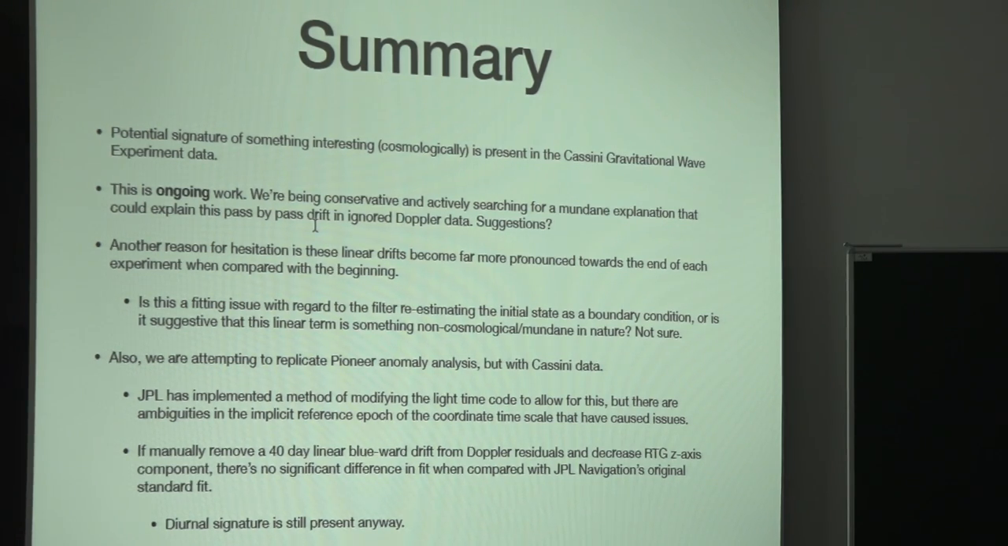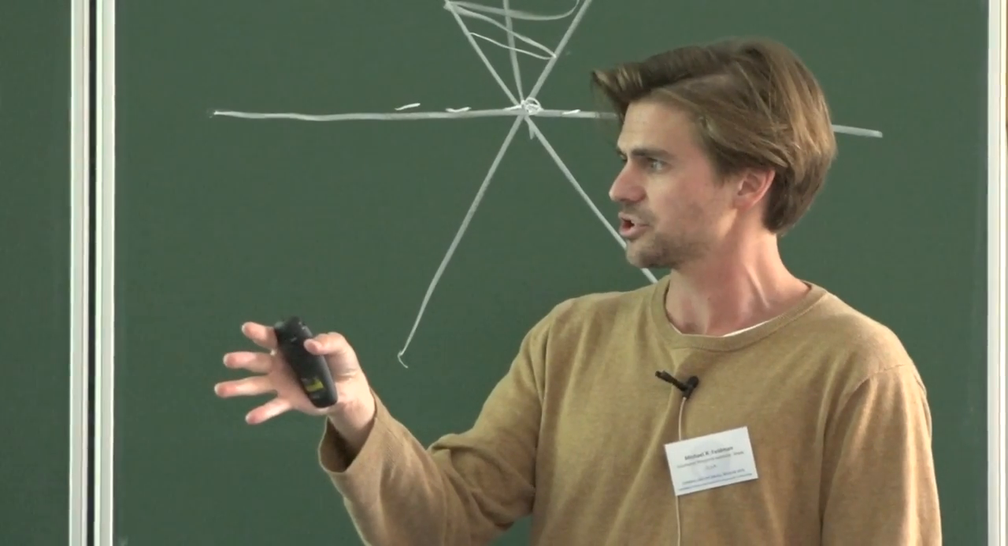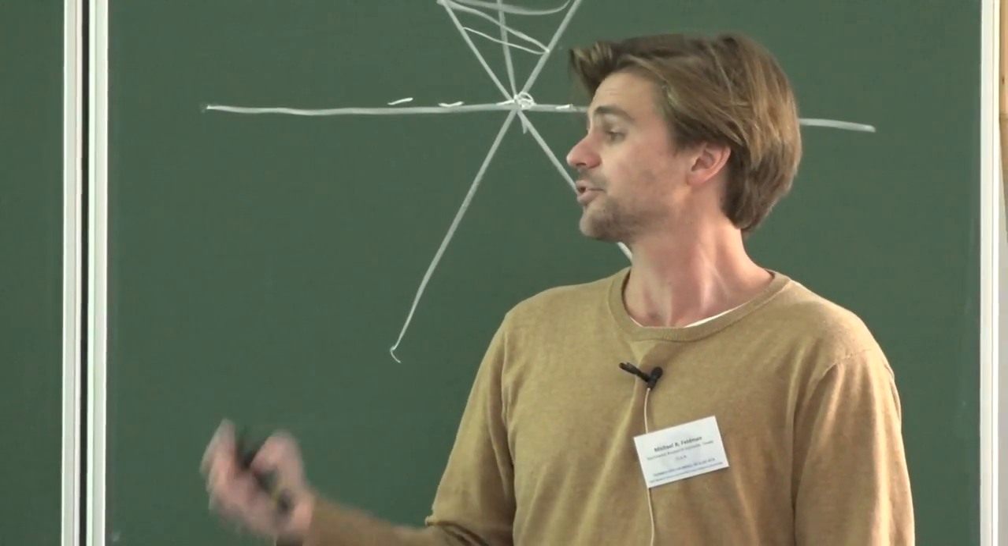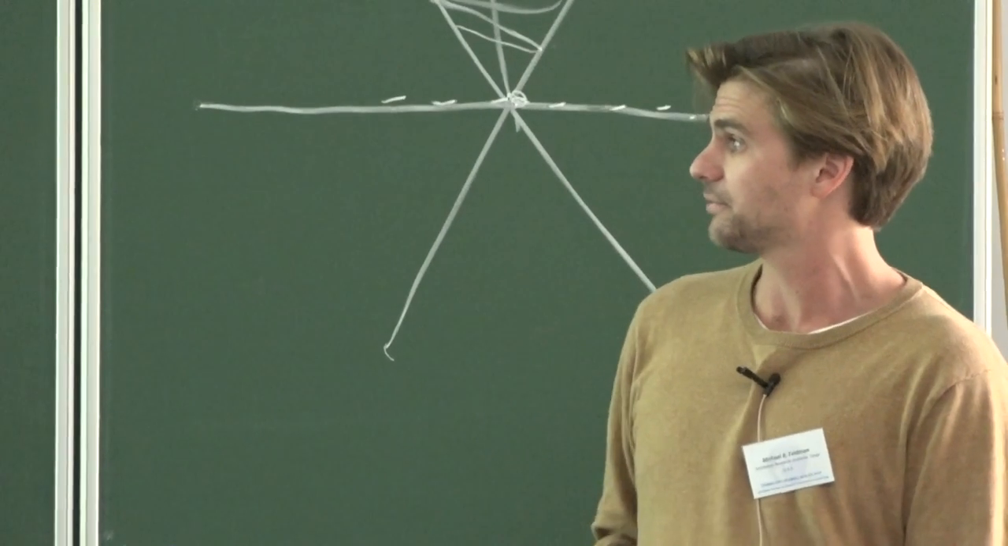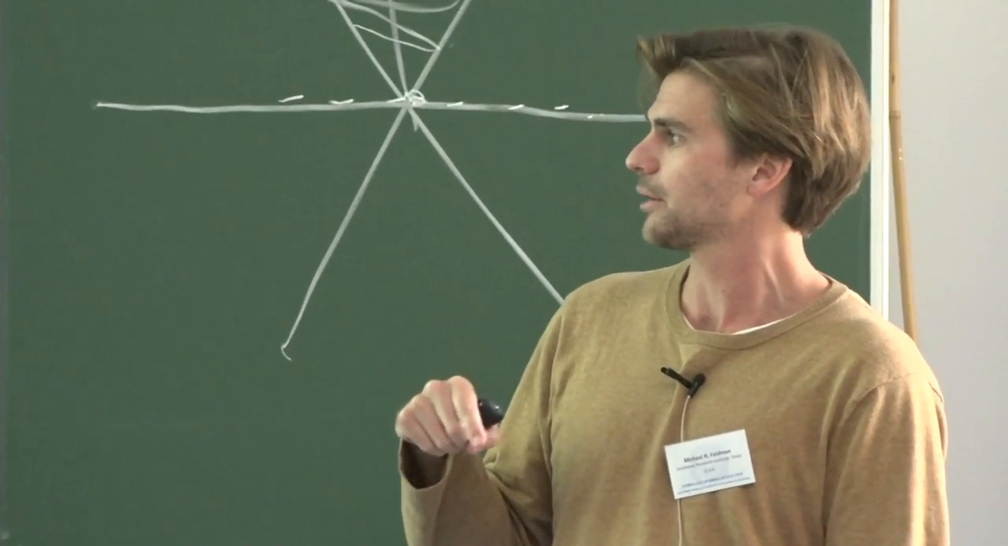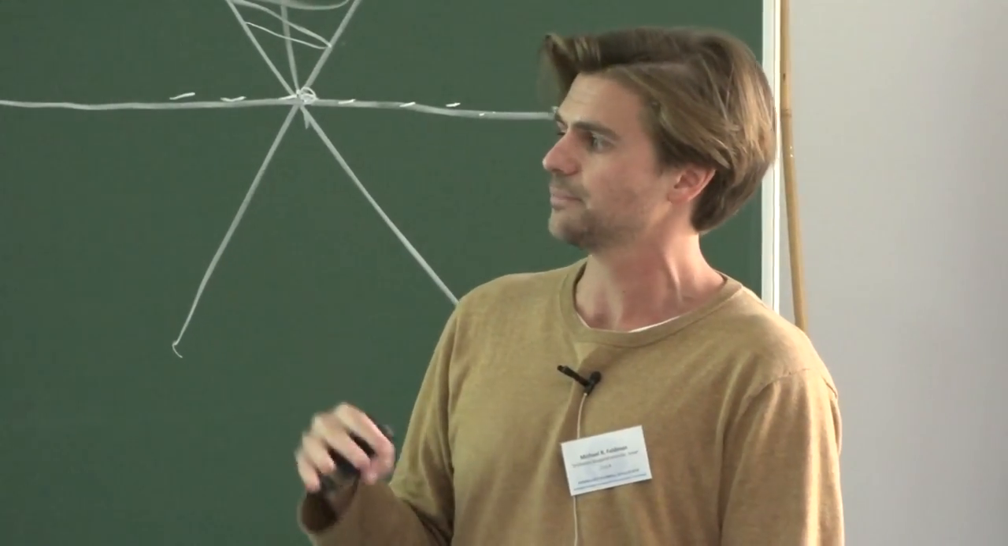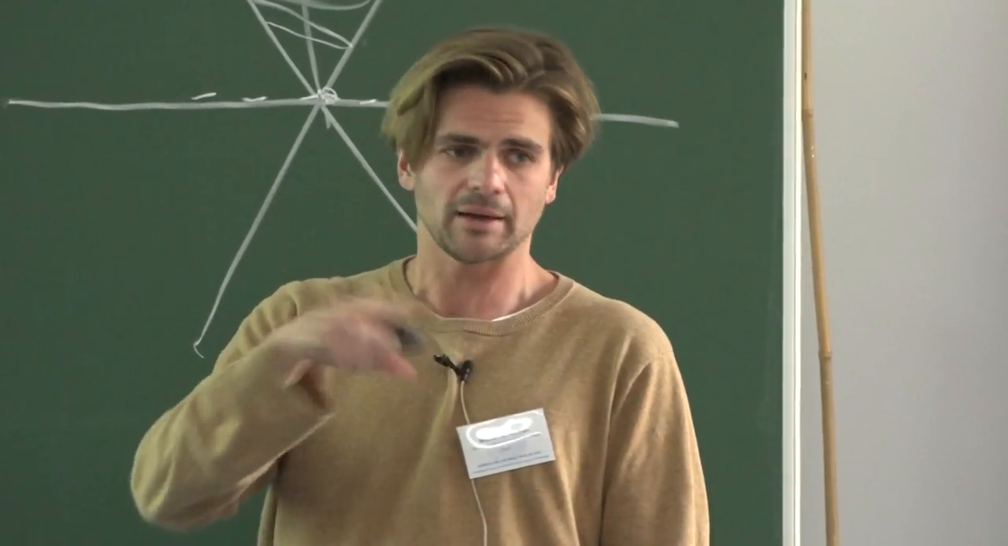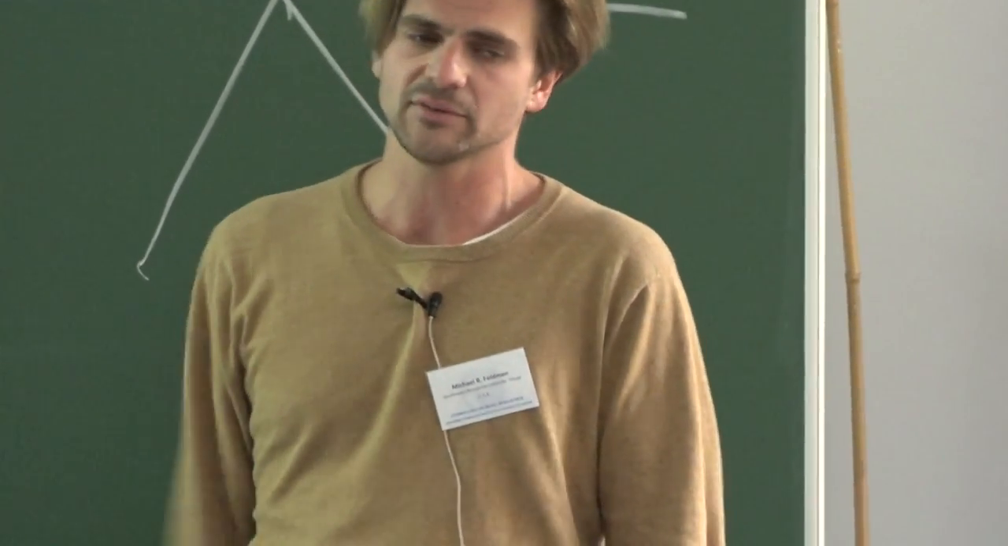We also tried to replicate the Pioneer anomaly analysis with Cassini data, but there are ambiguities with the way JPL and, well, we ended up modifying the light time code that haven't been resolved. If I just manually remove a 40-day linear blueward drift, I'm not sure if anybody remembers the Pioneer anomaly, and decrease the line of sight RTG, kind of like with Pioneer, there is no significant difference I'm finding in fit for Cassini when comparing with JPL Navigation's original standard fit. But that diurnal signature that I was showing is still present in both cases anyway.